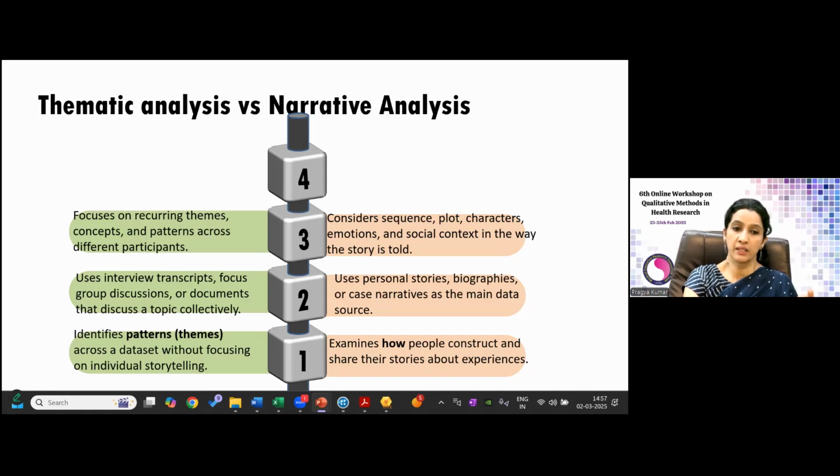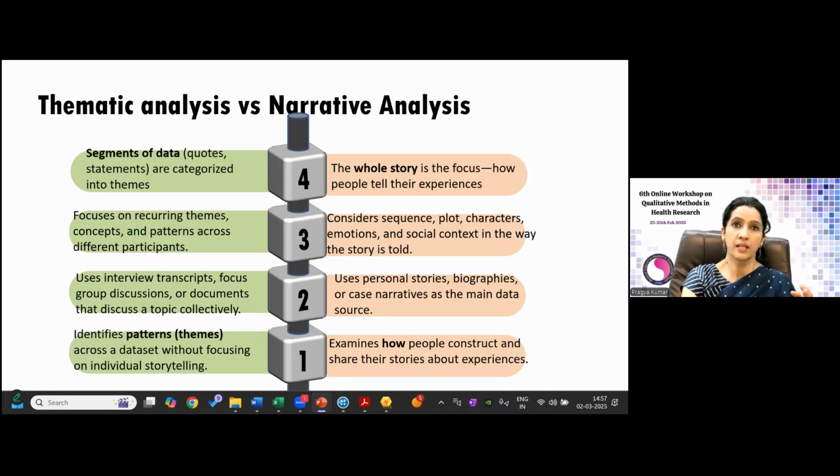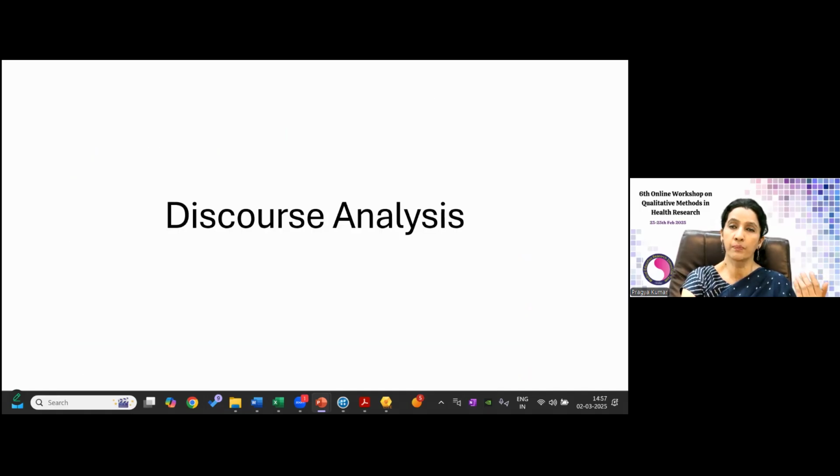And then in thematic analysis, you focus on segments of quotes which are categorized into themes. And here the whole story is the focus, how people tell the story.